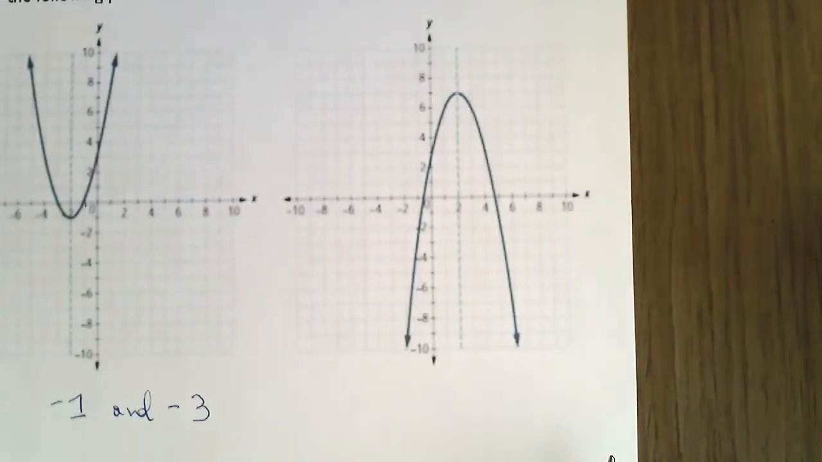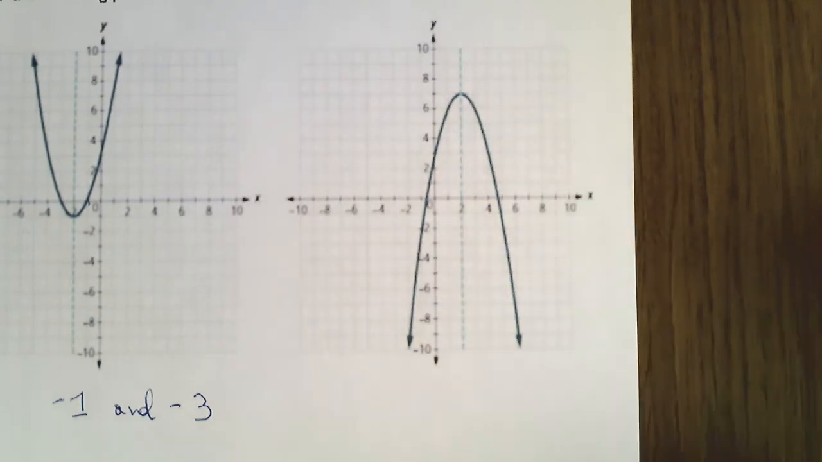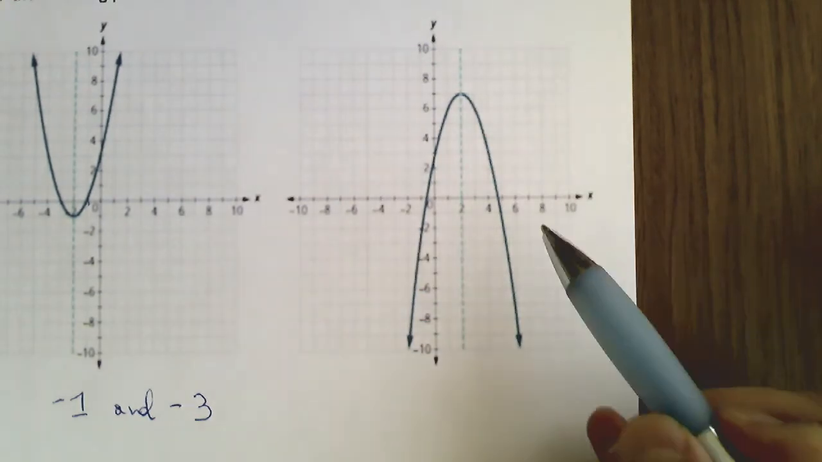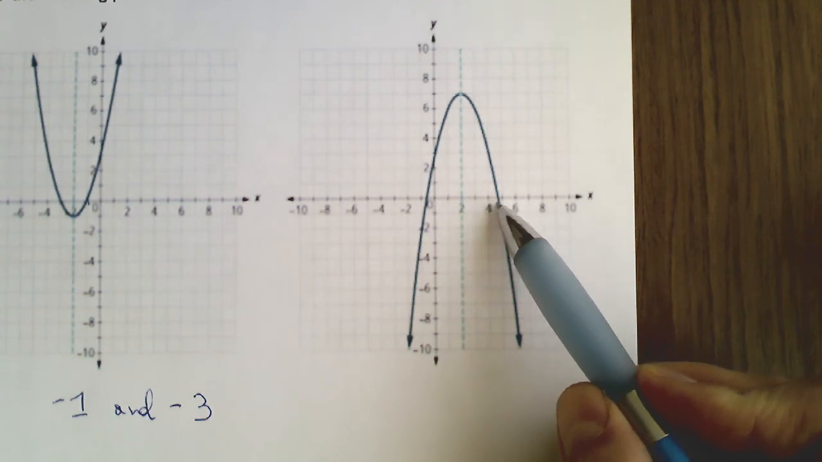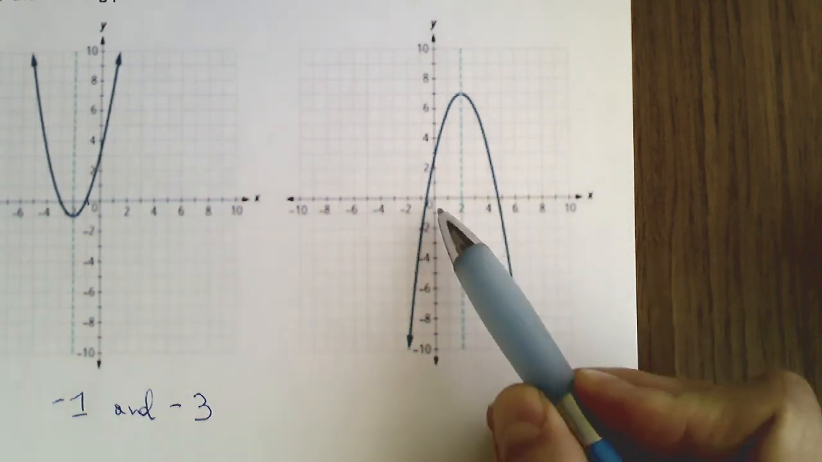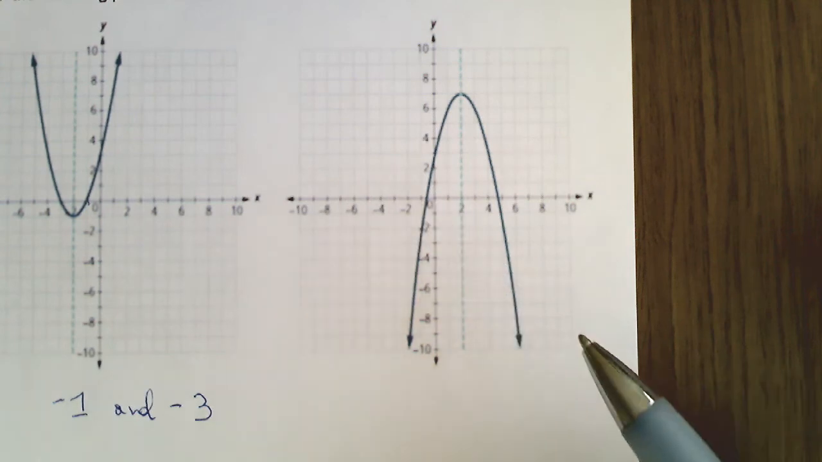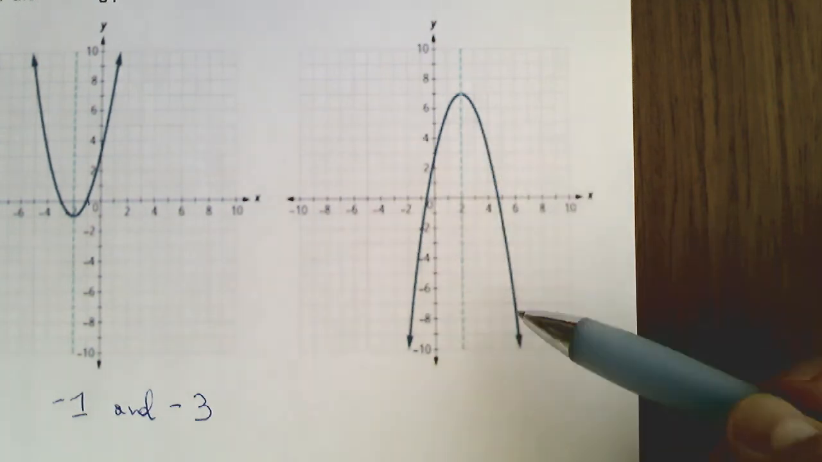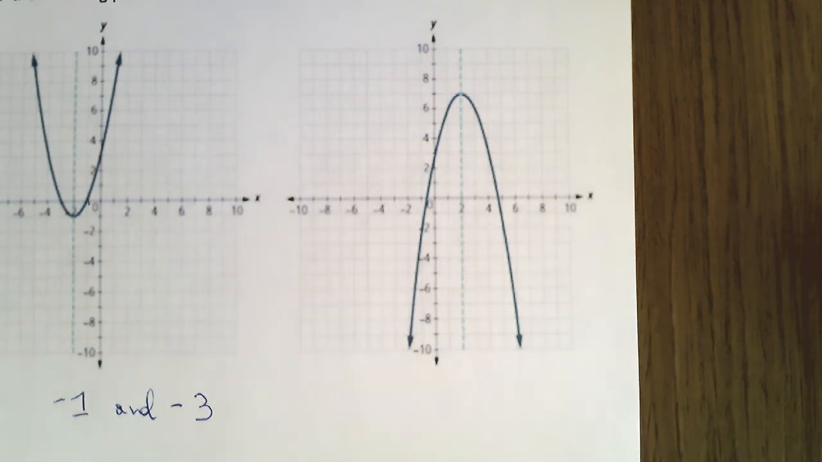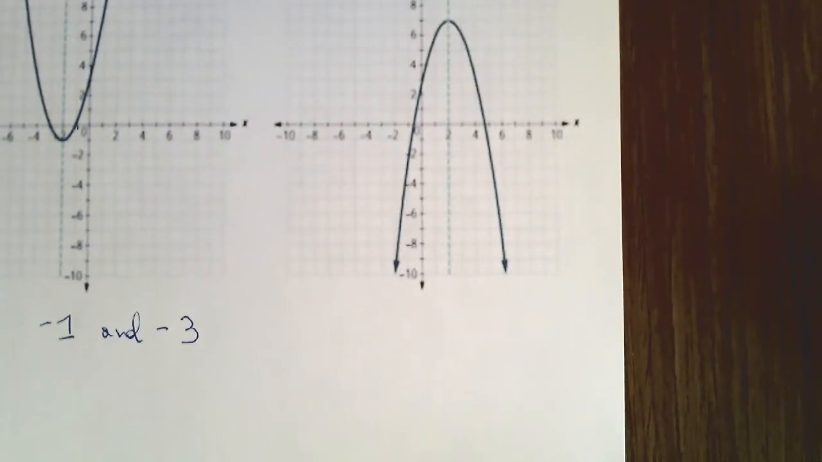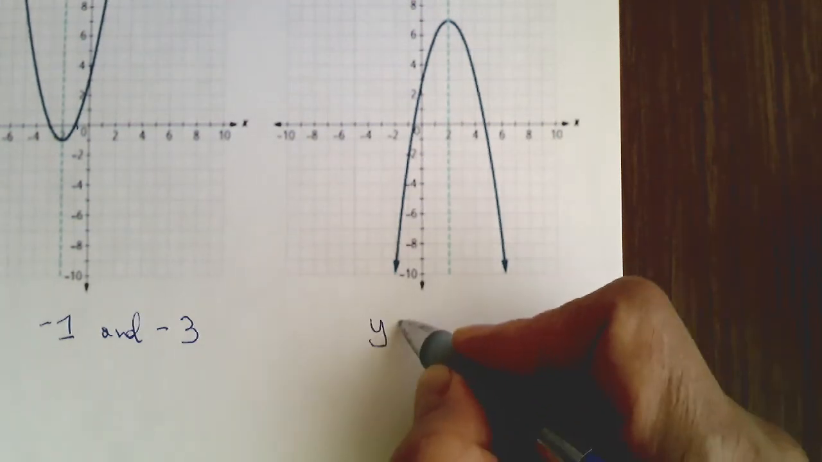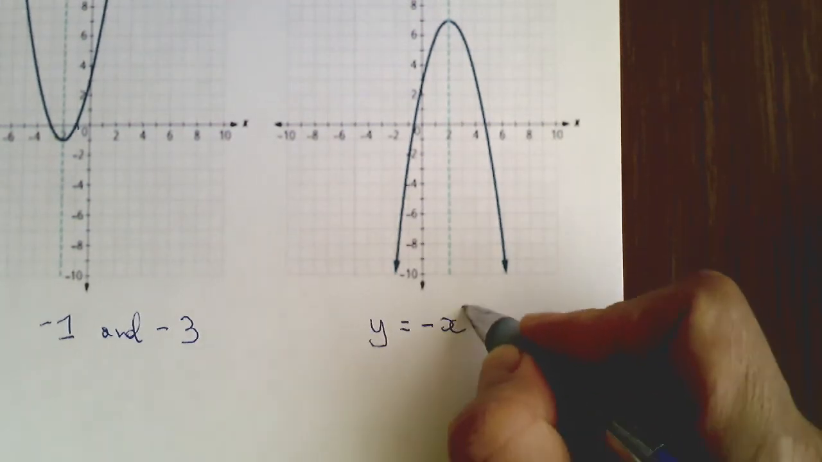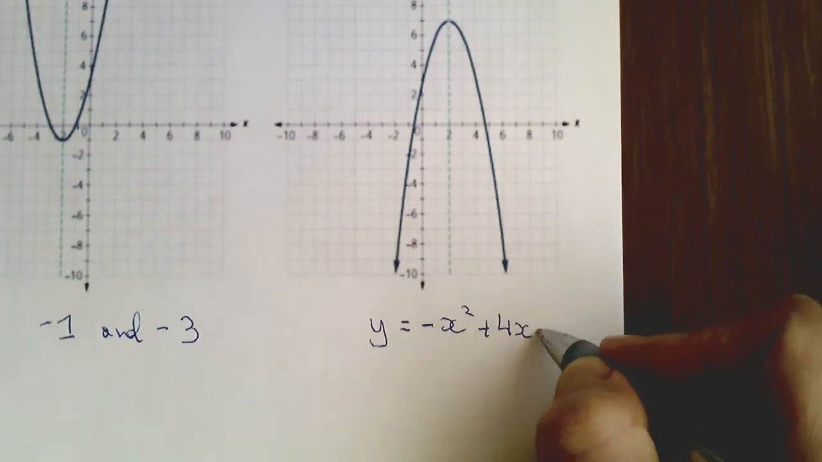But let's look at this parabola. This parabola opens down. And if I want to read the x-intercepts, I can see that this x-intercept falls between 4 and 5, and this one falls between 0 and -1. And I do not know exactly where they are. Therefore, reading them from the graph has its limitations. In order to know exactly where those x-intercepts are, I will have to provide you with an equation for this function. And the equation will be y is equal to -x squared plus 4x plus 3.